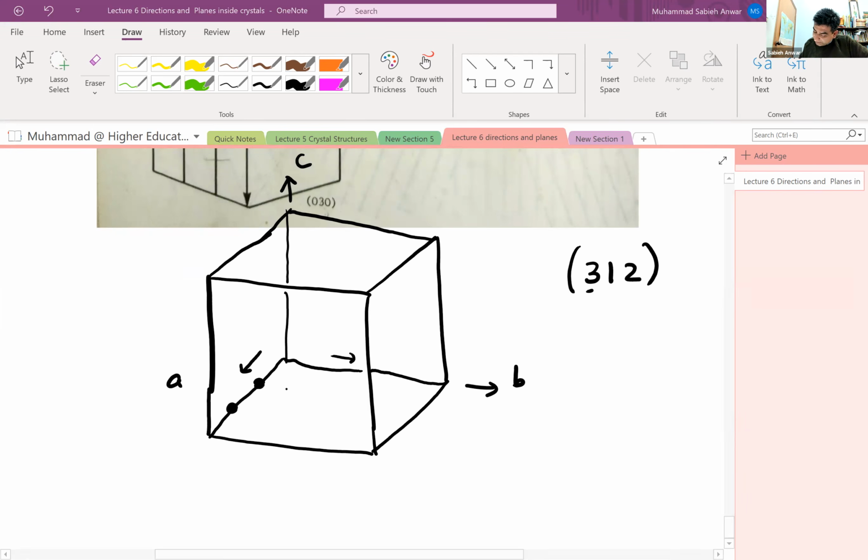I have one spacing along the y-axis. So I draw a point here. And I have two along Z. So I draw. Right. So now what I would like to do, I connect this point to this point, and I connect this point to this point. Okay.